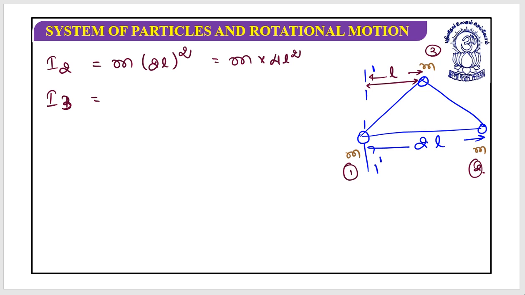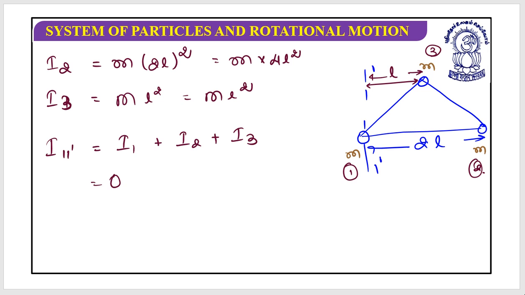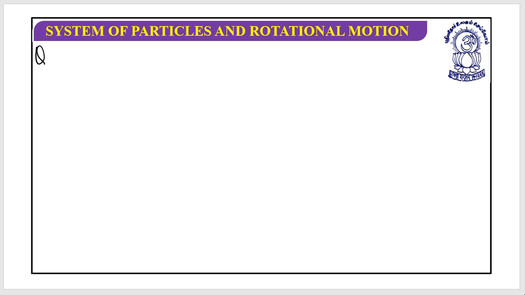So I3 is m into L square. The moment of inertia I across 1 1 dash is equal to I1 plus I2 plus I3. I1 is 0, why? Because the perpendicular distance was 0. Plus I2, 4 mL square, plus I3, mL square, and that equals 5 mL square. Got this? Great. So we will continue with this question.